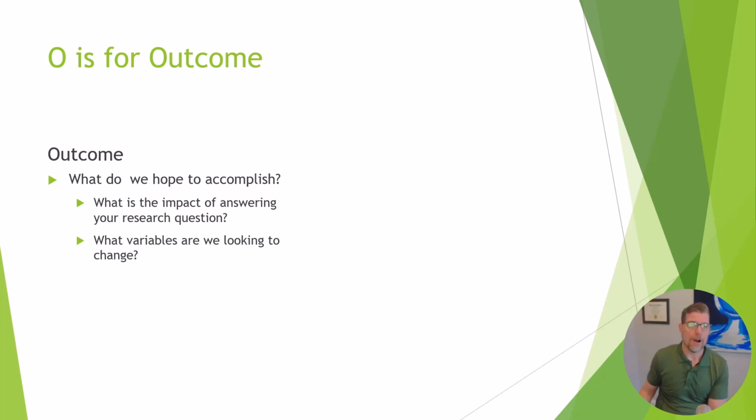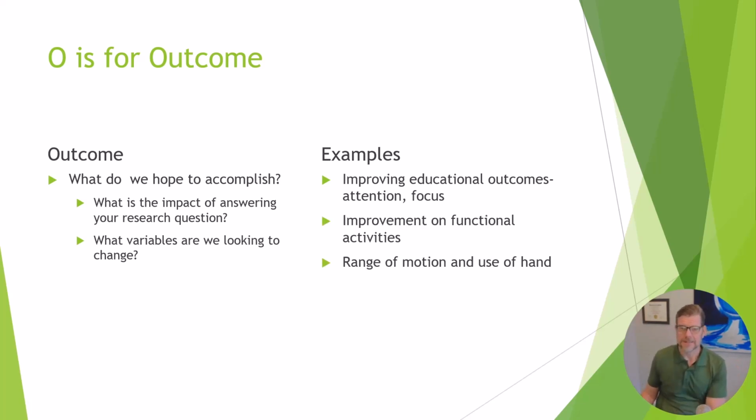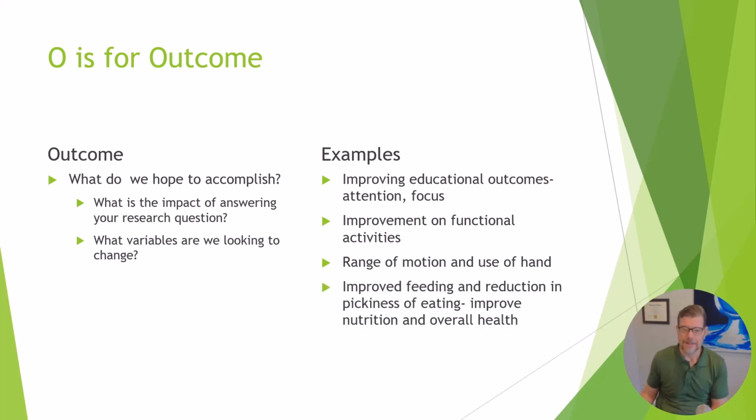Next, O is for outcome. What do we hope to accomplish? What is the impact of answering your research question, right? What's the change that it's actually going to make? What variables are we looking to change? And we're going to talk a lot more about variables as well. Some examples: improving educational outcomes, attention, focus. Improvement on functional activities. Range of motion, establishing and increasing the range of hand. Improved feeding and reduction in pickiness of eating, improving nutrition and overall health.